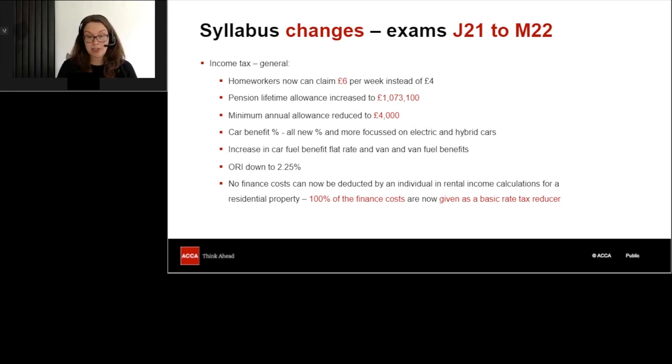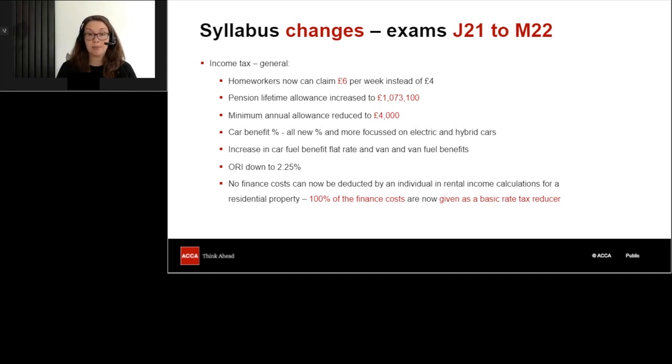In regards to pensions, we see that the pension lifetime allowance has increased to £1,073,100 and the minimum annual allowance has reduced down to £4,000. But both of these figures are available to you in the tax tables in the exam, so you don't need to worry about memorising these. The rules around how they actually apply remain the same.